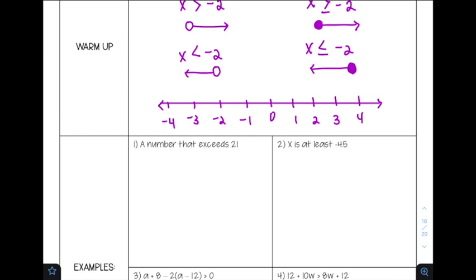So, going back to translating expressions, we have a number that exceeds 21. That's greater than 21, but not including it. So pick any number, any variable. I'll do m is greater than 21. You want to draw your number line, and from what we remember from last year, we want to make sure our value is surrounded by at least 2 or 3 numbers on each side.